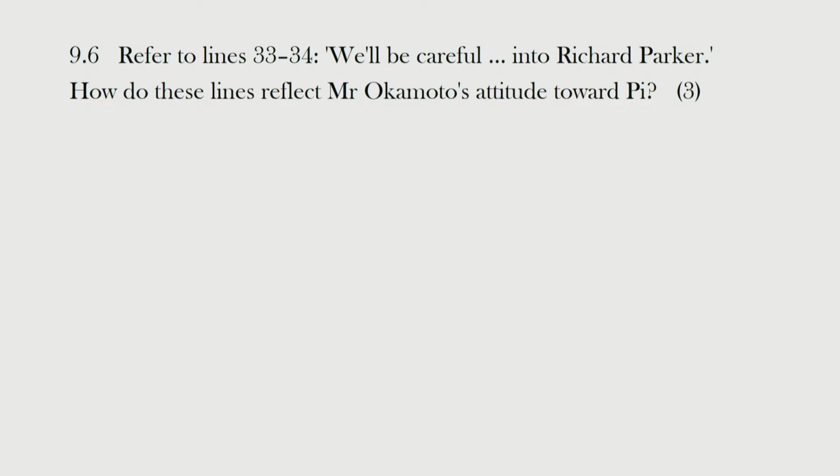Okay, now 9.6, refer to lines 33 to 34, where the Japanese guys say to Pi, we're going to be very careful that we don't accidentally run into Richard Parker. And it's a subtle thing. Pi's reply to that, by the way, is, you won't, he's hiding away somewhere. But having said that, let's look at the rest of the question, which I think is really subtle and classically good. How do these lines reflect Mr. Okamoto's attitude towards Pi?